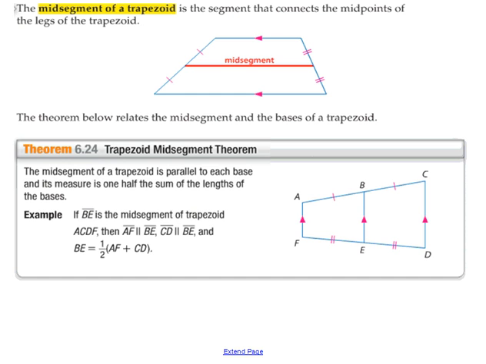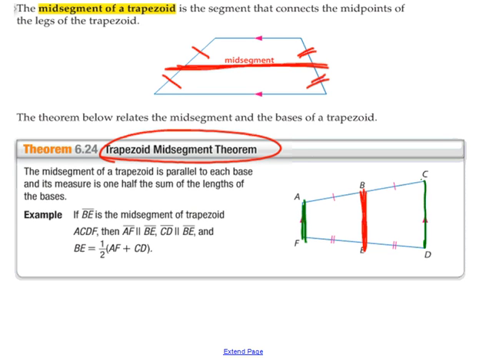Then we move on to the mid-segment of a trapezoid. The mid-segment is this one here. It's called a mid-segment because it's in the middle. It cuts this segment in two equal parts and this segment into two congruent parts. And then there's a theorem that goes with it, the trapezoid mid-segment theorem, that says the length of this mid-segment is equal to this one plus this one divided by 2. So that's what this right here says.